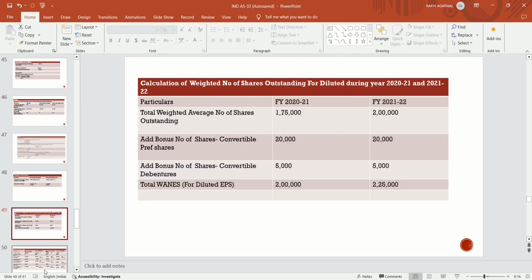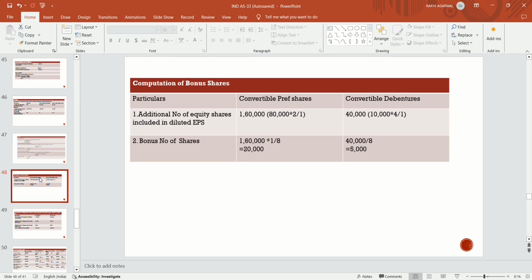Now calculation of weighted average number of outstanding shares for diluted purpose during the year 2021 and 21-22. The total weighted average number of shares outstanding, in case of financial year 2021, as we had calculated after giving the weighted factor, is 1,75,000, and in case of financial year 21-22, it becomes 2 lakhs. Add bonus number of shares in case of convertible preference shares, as we had calculated. In case of convertible preference shares, it becomes 20,000 in both the years and 5,000 in case of debentures.